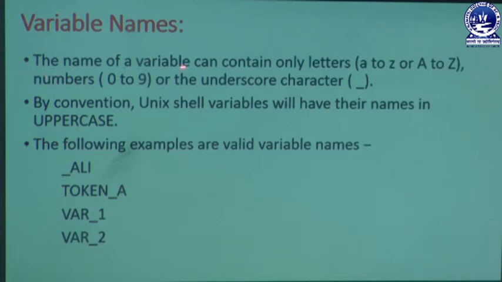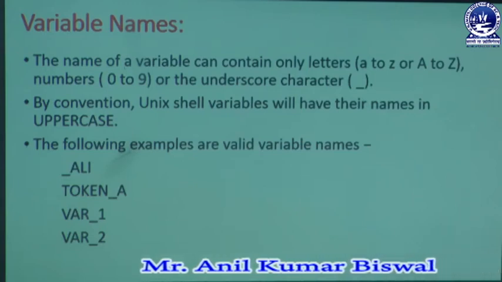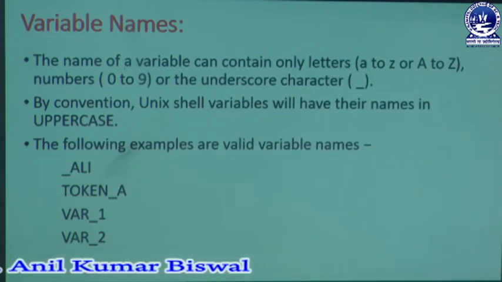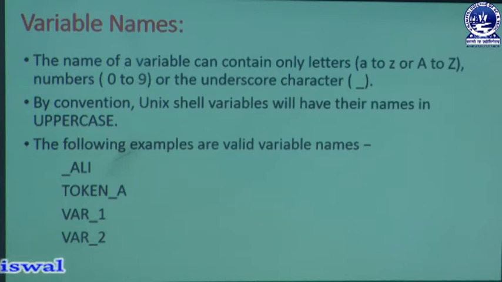The name of a variable can contain only letters, small a to z and capital A to Z, numbers 0 to 9, or the underscore character. We already discussed this in C and C++ also. Similar rules are used in our Unix operating system. That means we may use lowercase and uppercase alphabets, and similarly the digits 0 to 9, including underscore, to create the variable name.